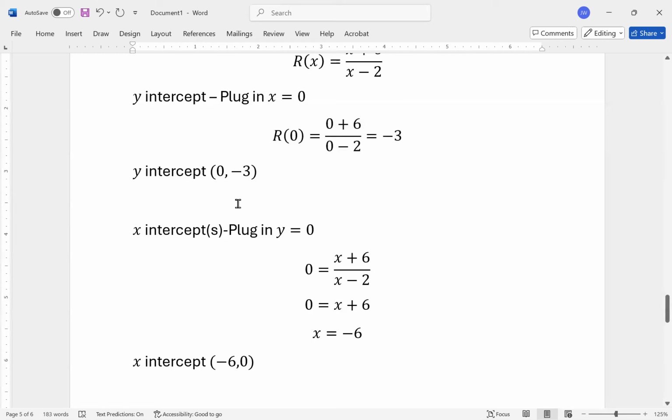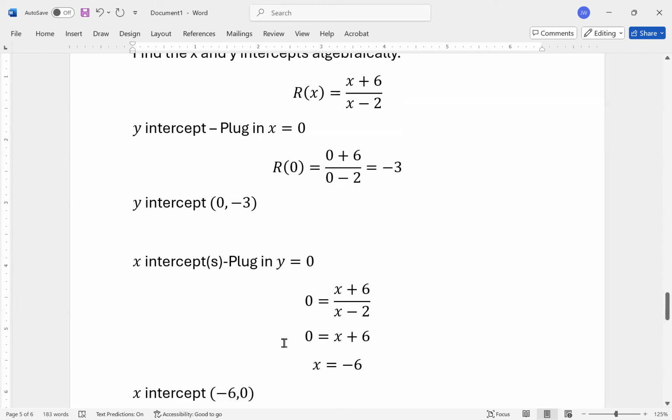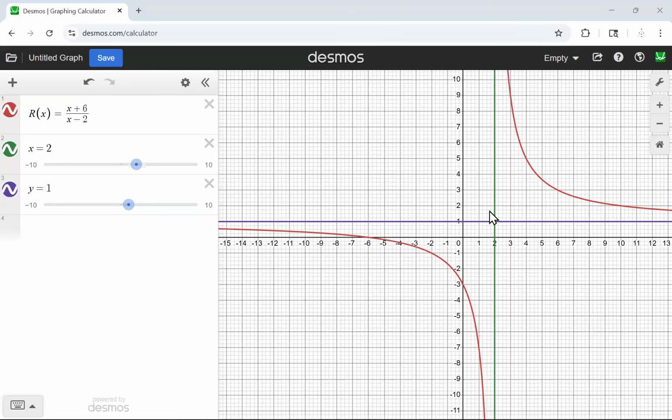So there we go. This function has one y-intercept and has one x-intercept. Let's look at the graph of that briefly. Here's the graph of that function with asymptotes drawn. You can see the one y-intercept is at 0, negative 3. And you can see that the one x-intercept is at negative 6, 0. So there we go. We have one of each in this case.